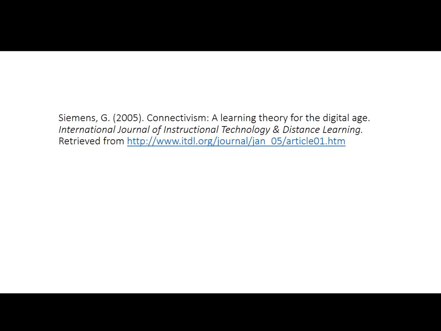The George Siemens article, Connectivism: A Learning Theory for the Digital Age, is really one of the most influential articles in the theory, if you want to call it a theory, or the philosophy of connectivism. Harrison discusses it in detail in her chapter, but it is always nice to go back to the central text and look at what's being said there, because, as you will learn, Harrison has her own perspective about the value of connectivism as a learning theory. So I wanted to highlight a few points of Siemens' article.